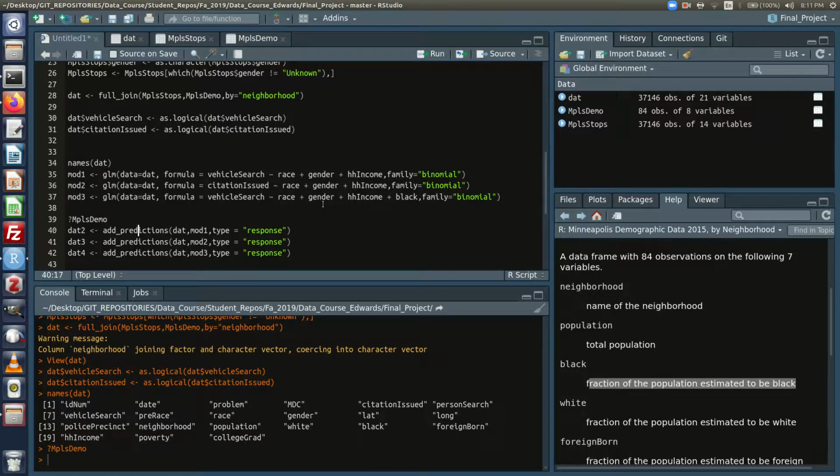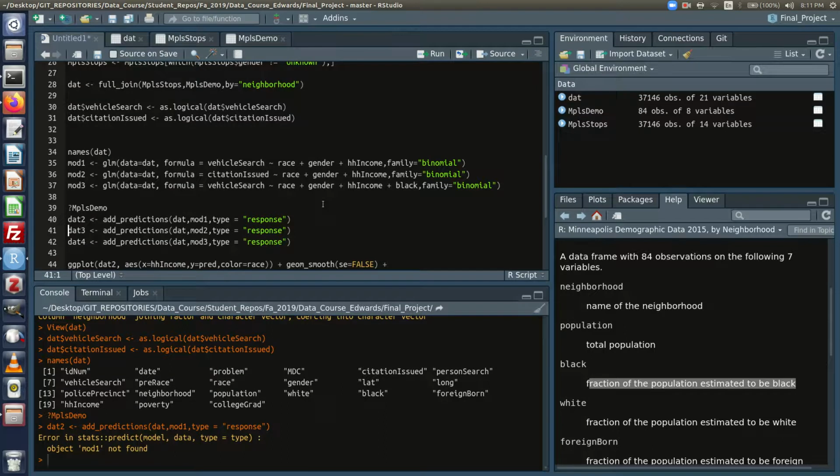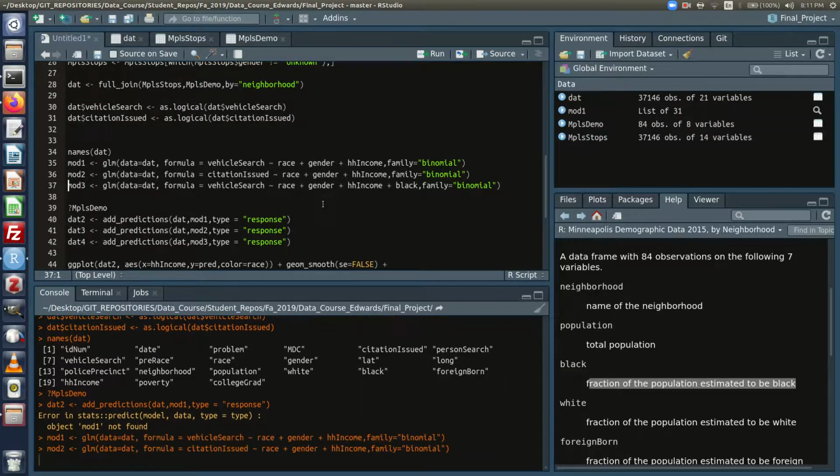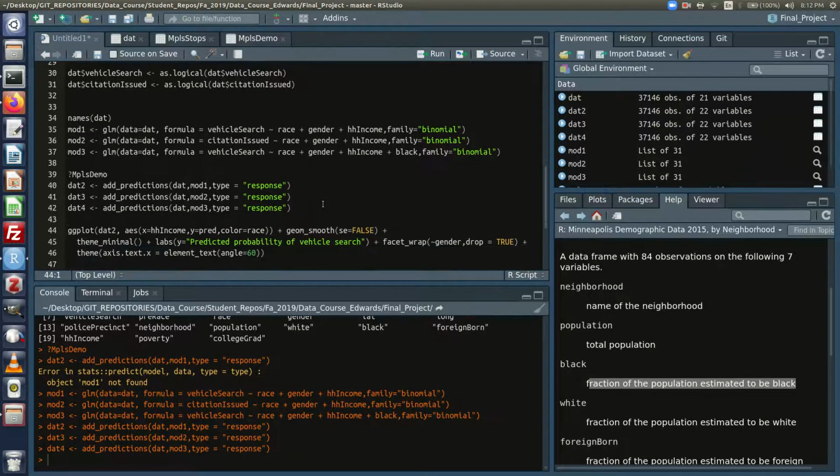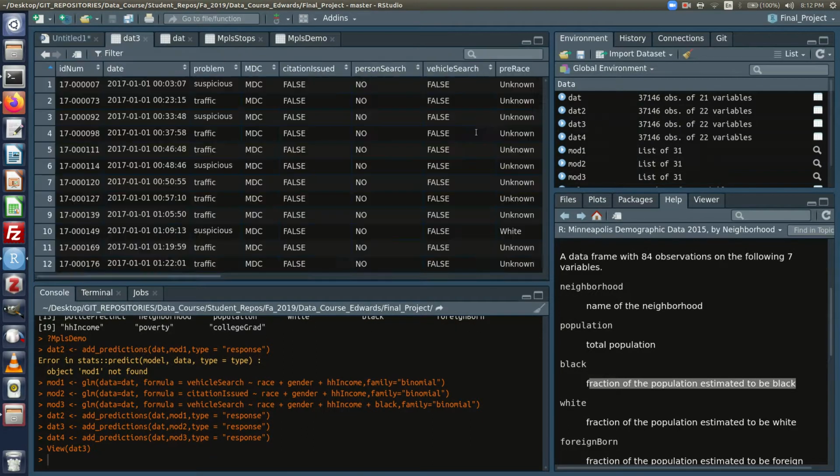So I'm going to add predictions, making three new data sets, one for each of these models, just for our convenience here. Add predictions. The data we're using to make predictions from is dat. Our model is mod1 in this case. And remember, type equals response because I want the outcome, our predictions, to be probabilities. So add predictions there. Mod1 not found. Okay, I didn't run the models. Now it works. So we've made our predictions. Let's just check on one of those.